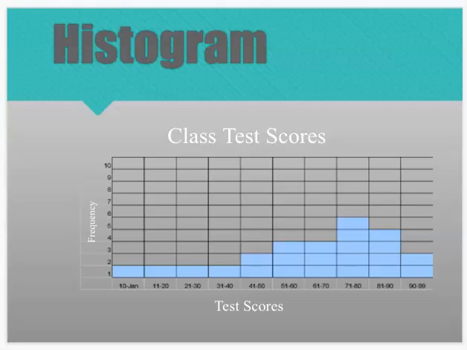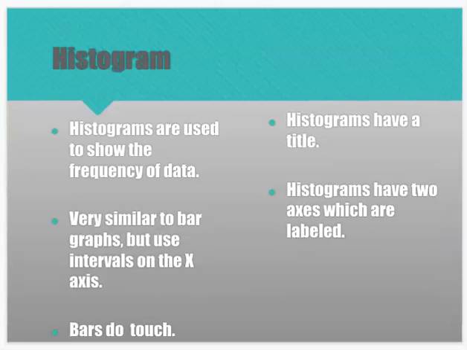Histograms. So a histogram kind of looks like a bar graph. You can see that there's bars on it. You can also see that there's a title and your axis labels. So histograms are used to show the frequency of data. They're very similar to bar graphs, but use the intervals on an x-axis.